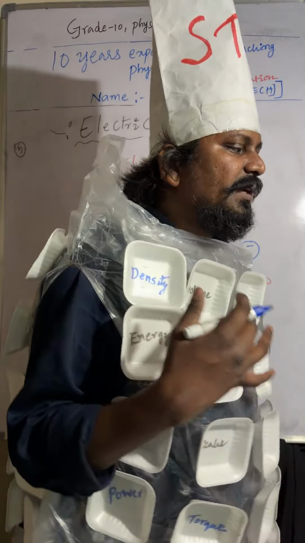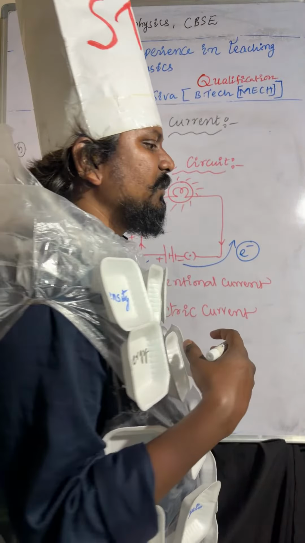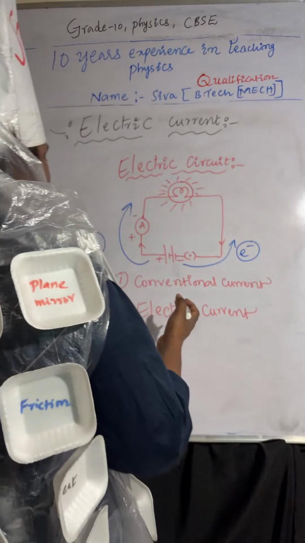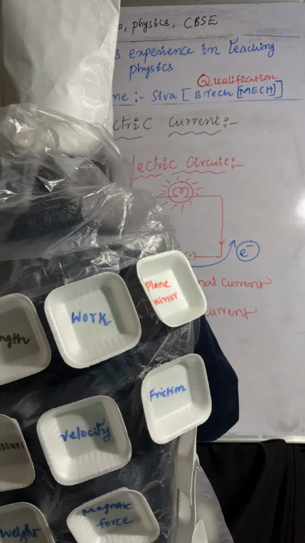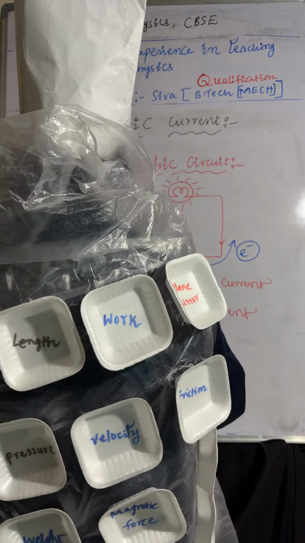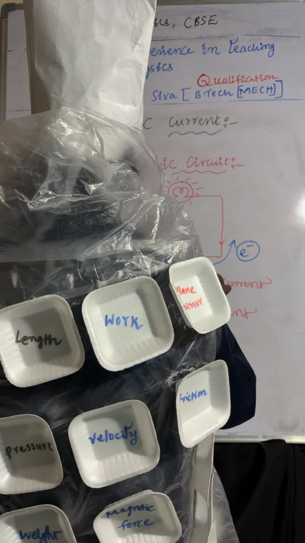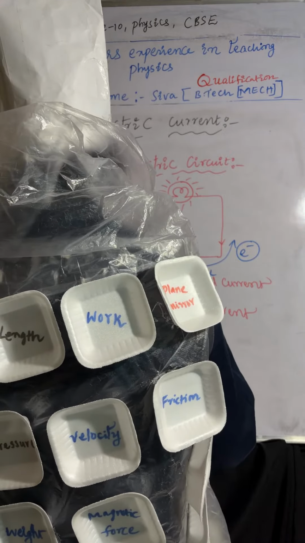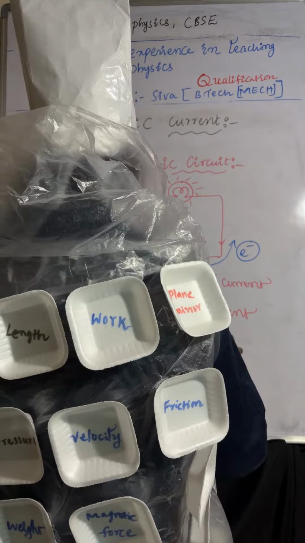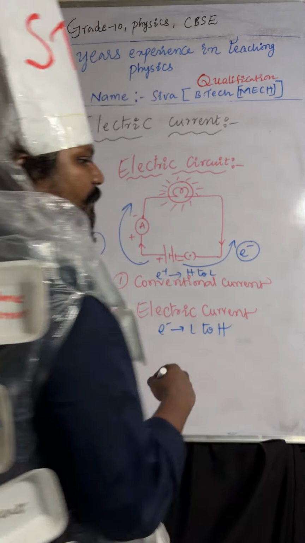Okay, electron is moving from negative terminal to positive terminal. So that is nothing but conventional current, which is the movement of positive charges. So positive charges are moving from high potential to low potential, whereas electrons are moving from low potential to high potential.